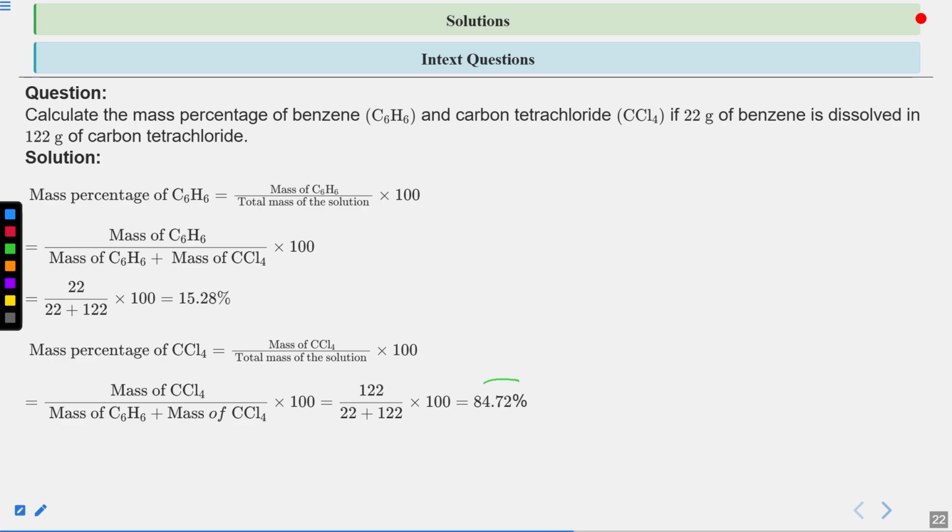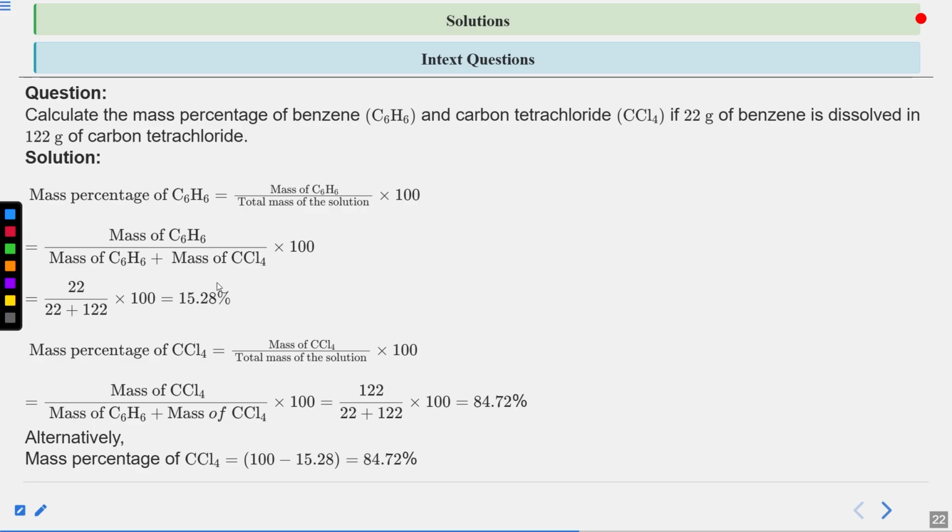This will give you 84.72. You can just look at the calculations. It's very easy: 122 by 22 plus 122. Same thing. We have just replaced the mass of benzene with the mass of carbon tetrachloride. But we can do the same thing in an alternate manner also.